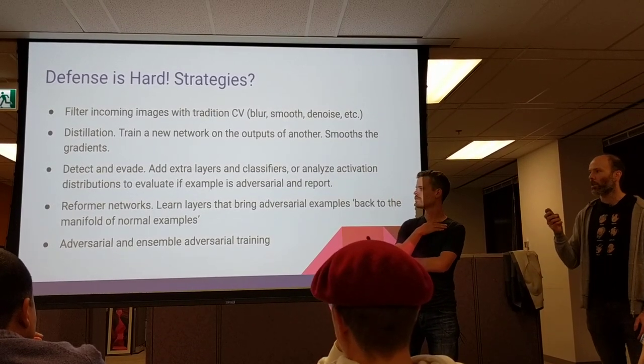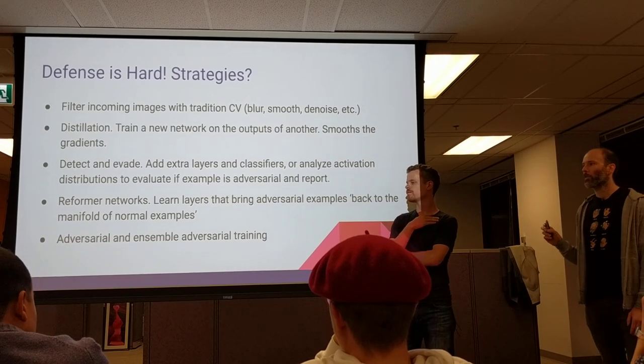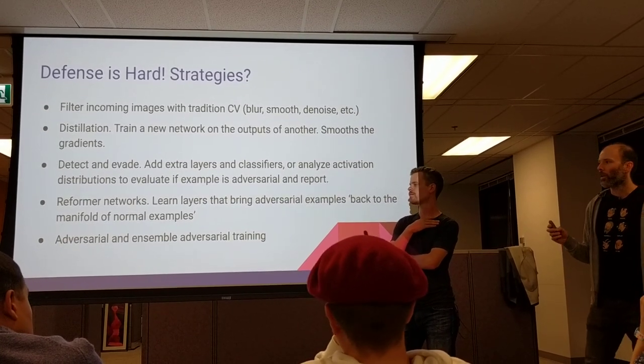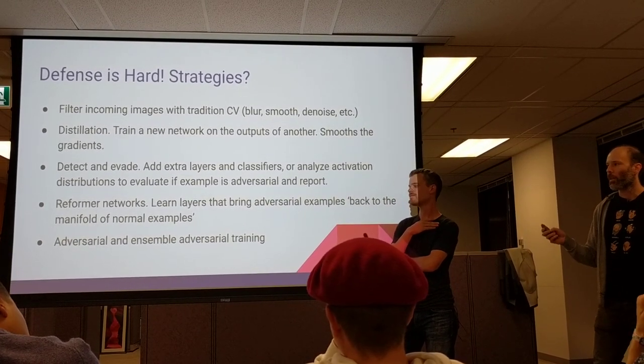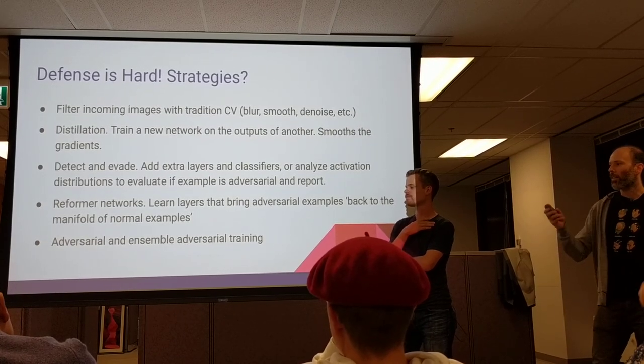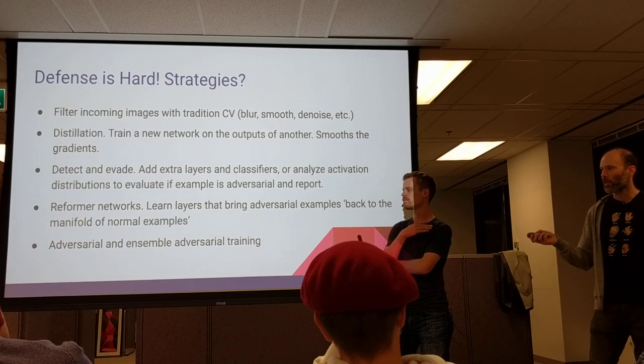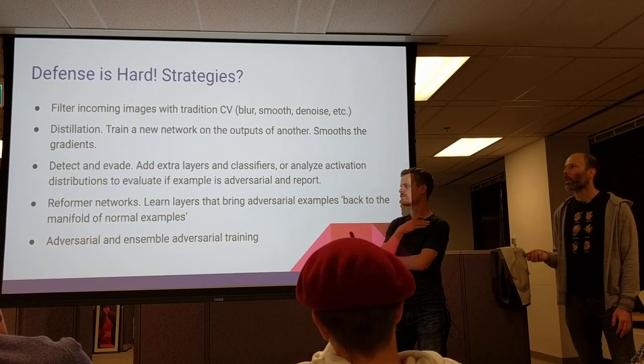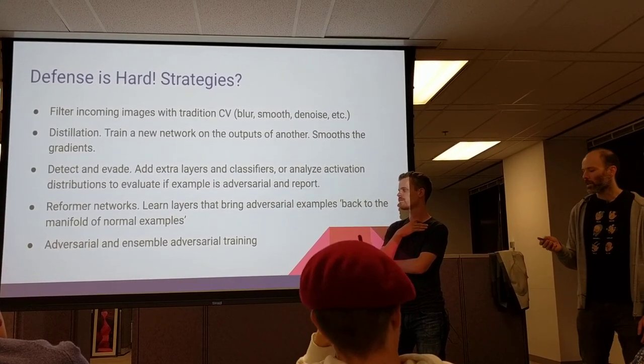The last two actually do have some promise. One of the teams we'll show you in a bit used something somewhat like a reformer network. It's questionable whether they were actually doing what they thought, or whether this will be robust to further attacks from this point. And then adversarial and ensemble adversarial training has probably shown the most promise for a more robust network.